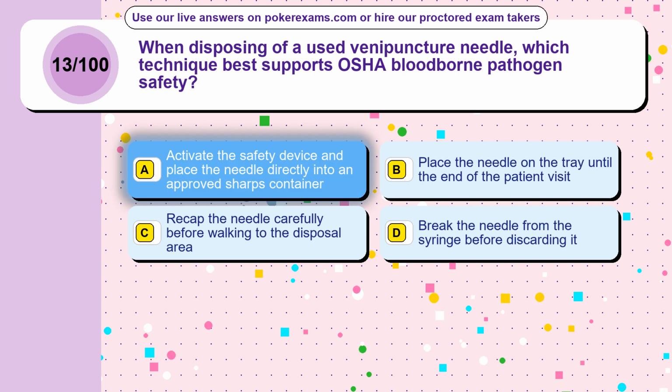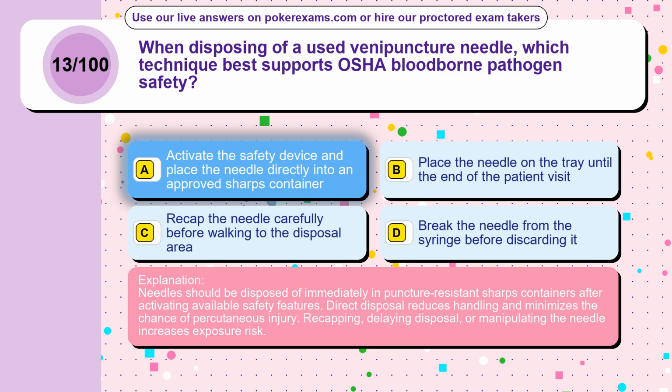The correct answer is option A. Activate the safety device and place the needle directly into an approved sharps container. Needles should be disposed of immediately in puncture-resistant sharps containers after activating available safety features. Direct disposal reduces handling and minimizes the chance of percutaneous injury. Recapping, delaying disposal, or manipulating the needle increases exposure risk.